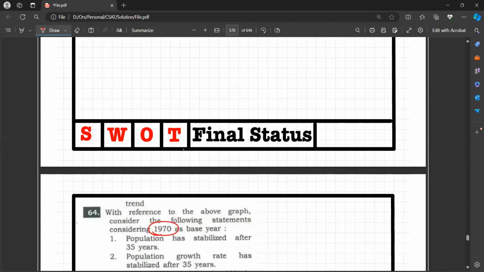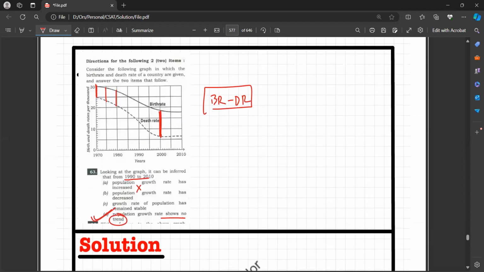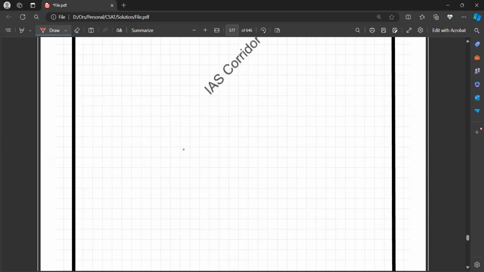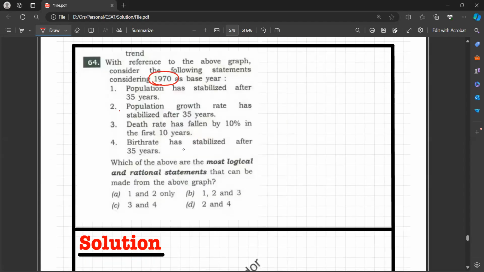Population growth rate has stabilized, right? Because here the growth rate is the same after this. Clear? So this will be the correct choice. So 2 is the correct option. If 2 is correct, C cannot be the answer.